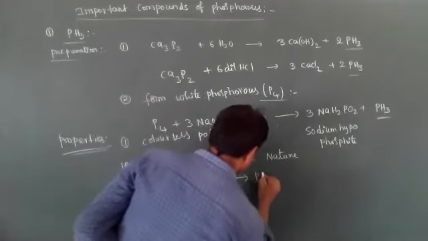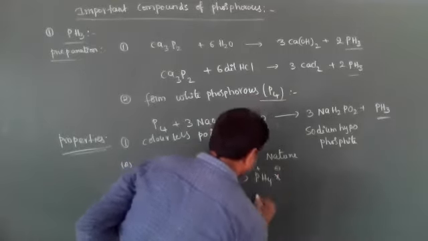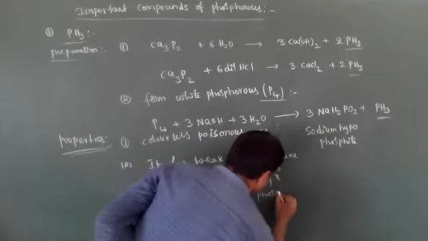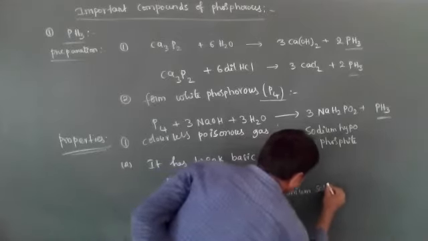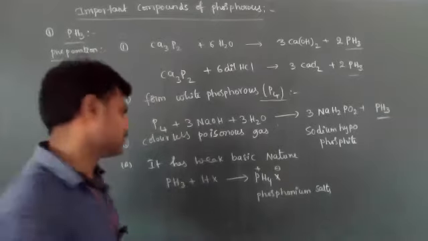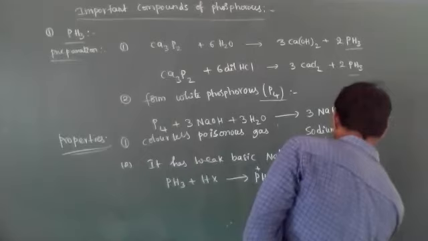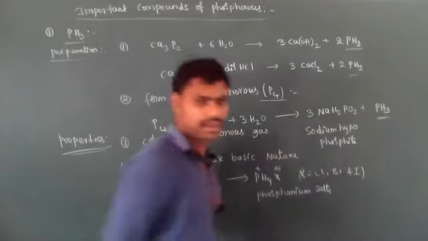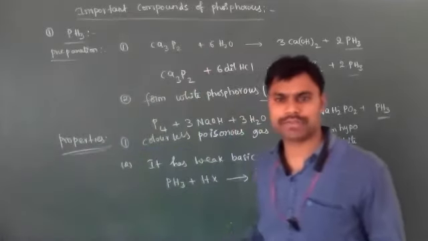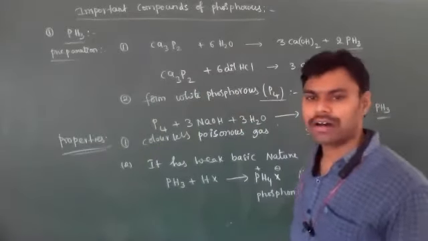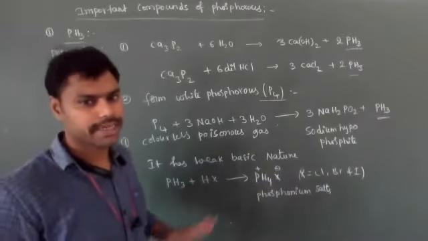Forms PH4+ X-. It is called as phosphonium salts, where X is equal to chlorine, bromine, and iodine. Okay, these phosphonium salts are treated with base and form pure phosphine. So how to purify phosphine gas?